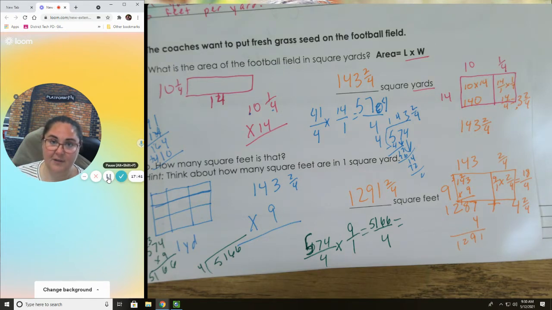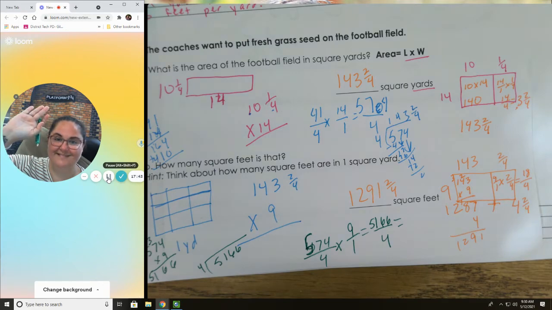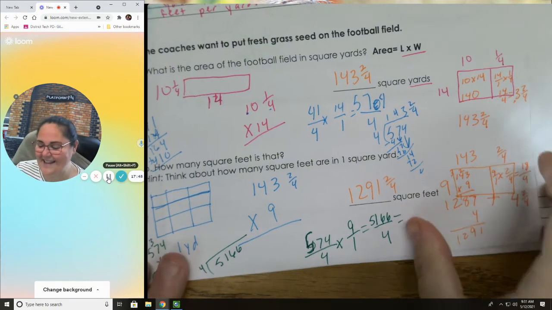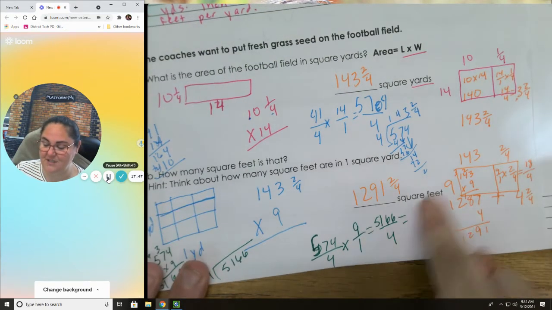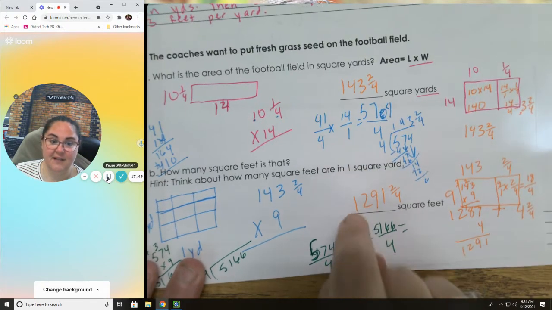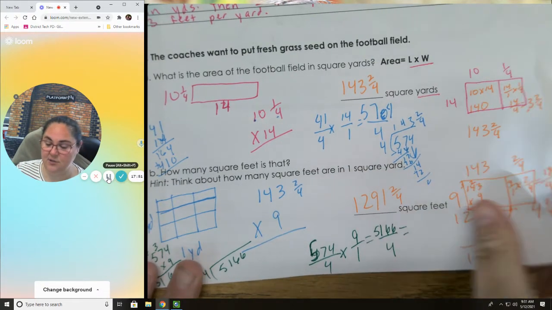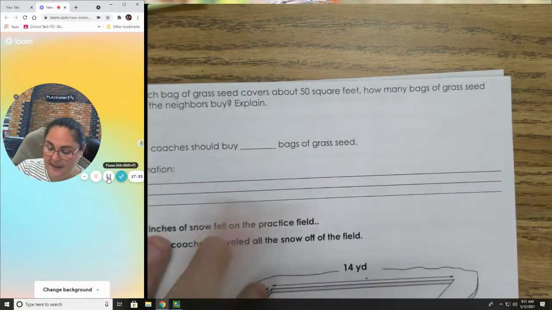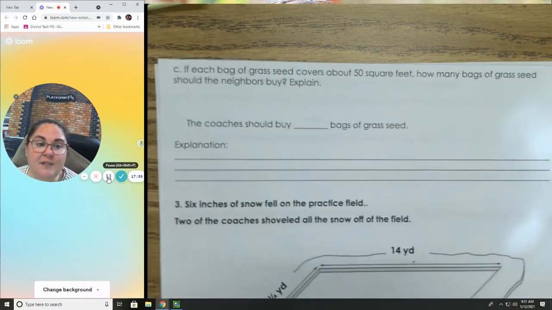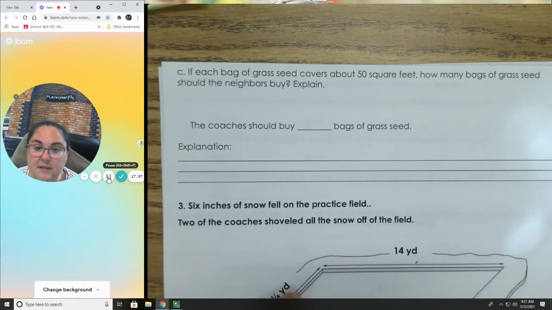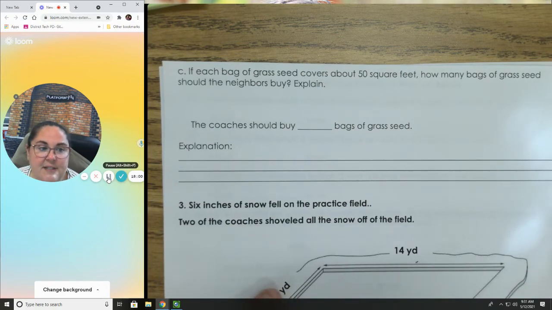Whew, how many of you are exhausted already? All right. The next part of this question, we're going to use this answer to help us. Each bag of grass seed covers about 50 square feet. How many bags of grass seed should the neighbors buy?